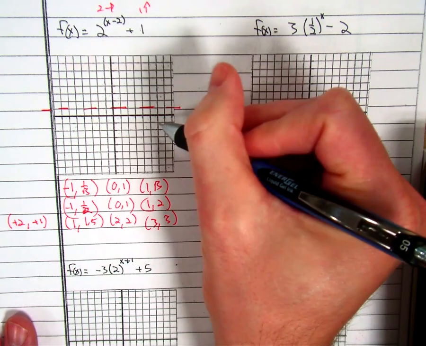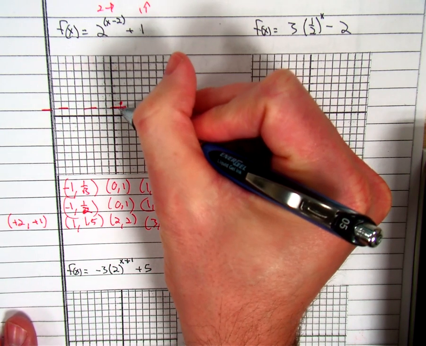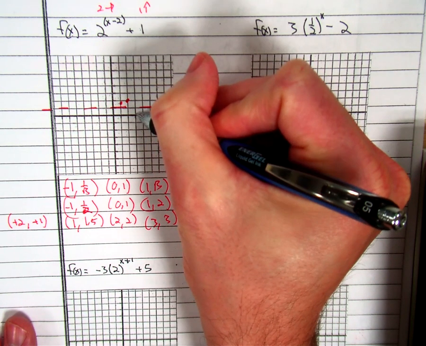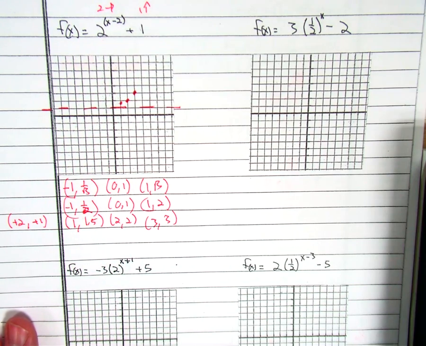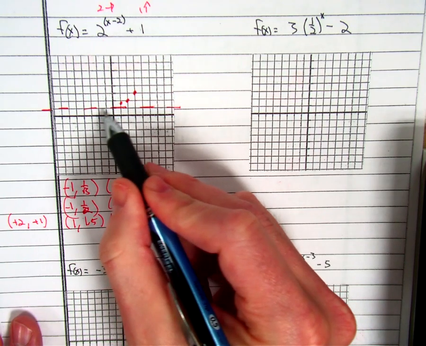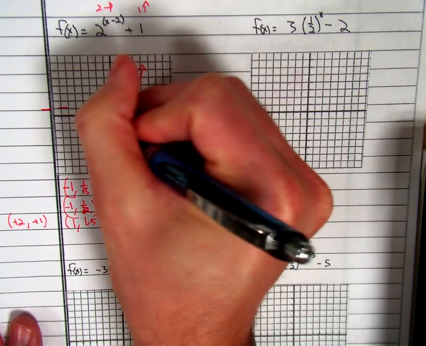So we have 1, comma, 1.5, right above the line, 2, comma, 2, and 3, comma, 3. Alright? So we can use that line to see we should be going up and away from it. And there's our graph.